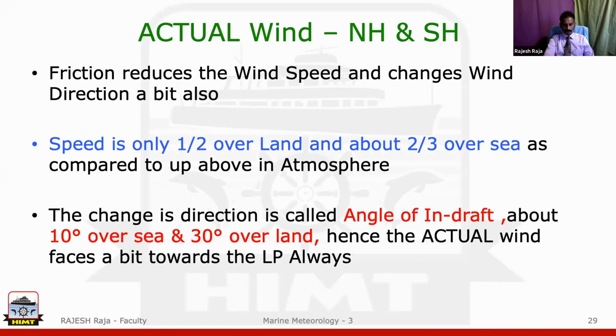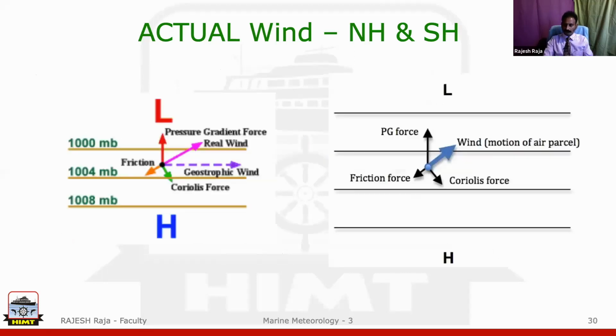Now what happens to the direction? It gives a small angle of indraft. So finally the resultant wind is not exactly parallel to the isobars. It has got a small angle of indraft, 10 degrees or 30 degrees, depends on where it is. Now this is what finally ends up, and this blue color what you see is called the actual wind. This is not the resultant wind, this is the actual wind. So you will see it with a small angle of indraft, speed reduced. Now you have all the forces coming to picture, PGF, Coriolis force, and the friction which is changing the direction and the speed. So this is what happens.